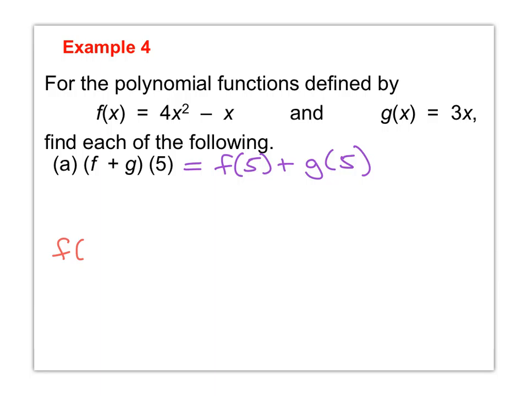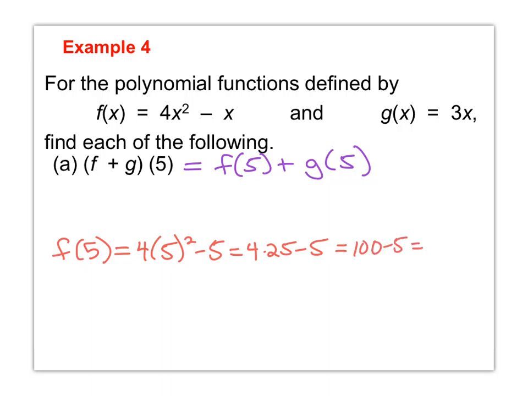F of 5 is equal to 4 times 5 squared minus 5. And by using the order of operations, we get 4 times 5 squared, which is 4 times 25, minus 5. And then again, the order of operations, we multiply next to get 100 minus 5, and that is equal to 95. So that is the value when you plug 5 into the f of x function.